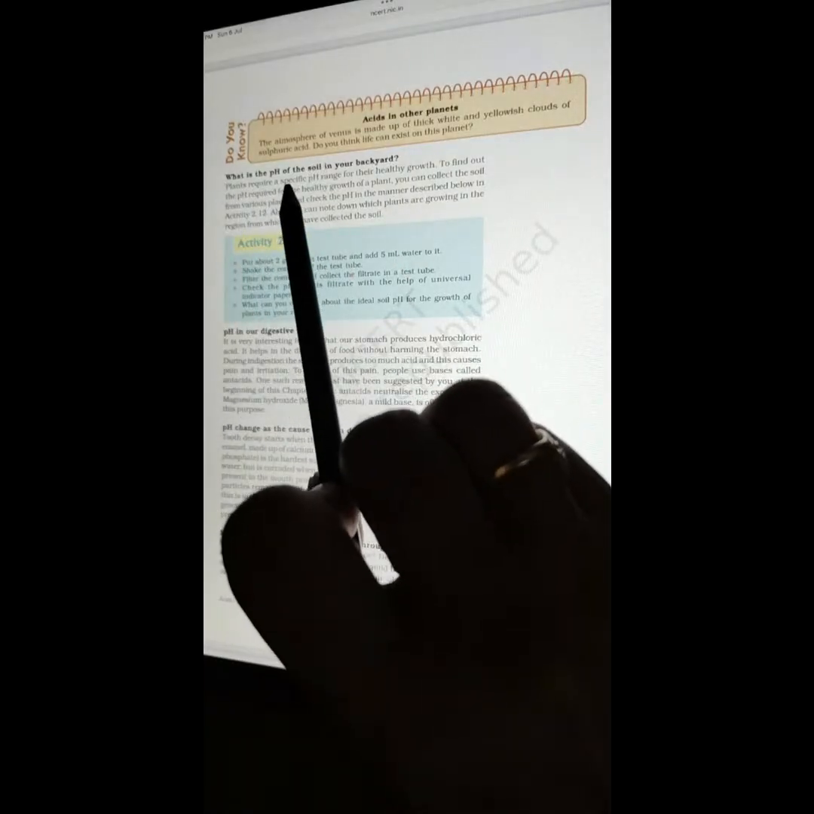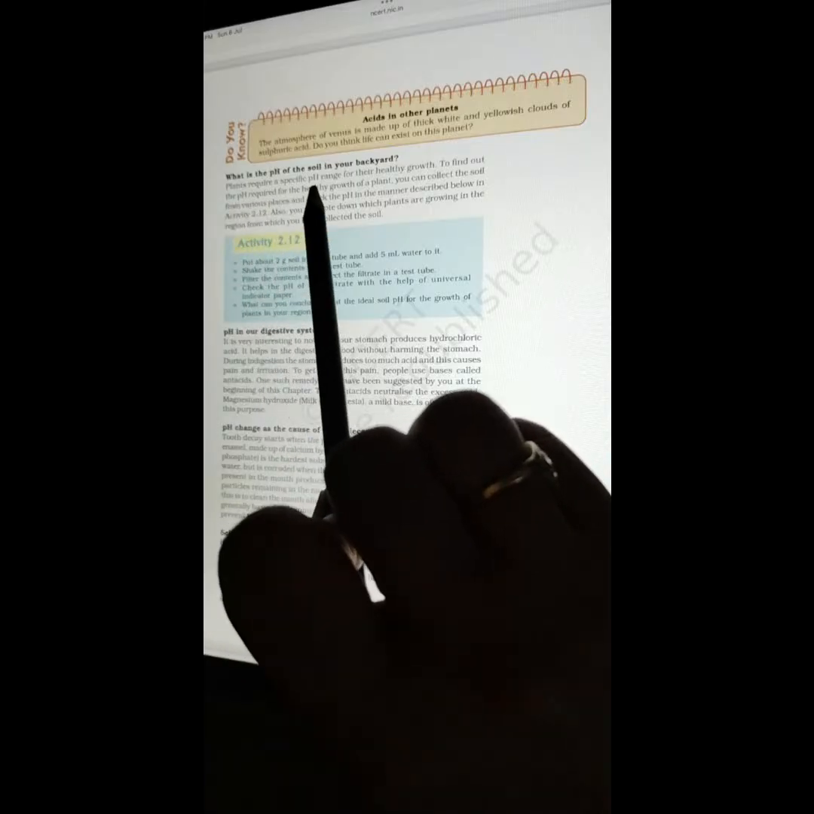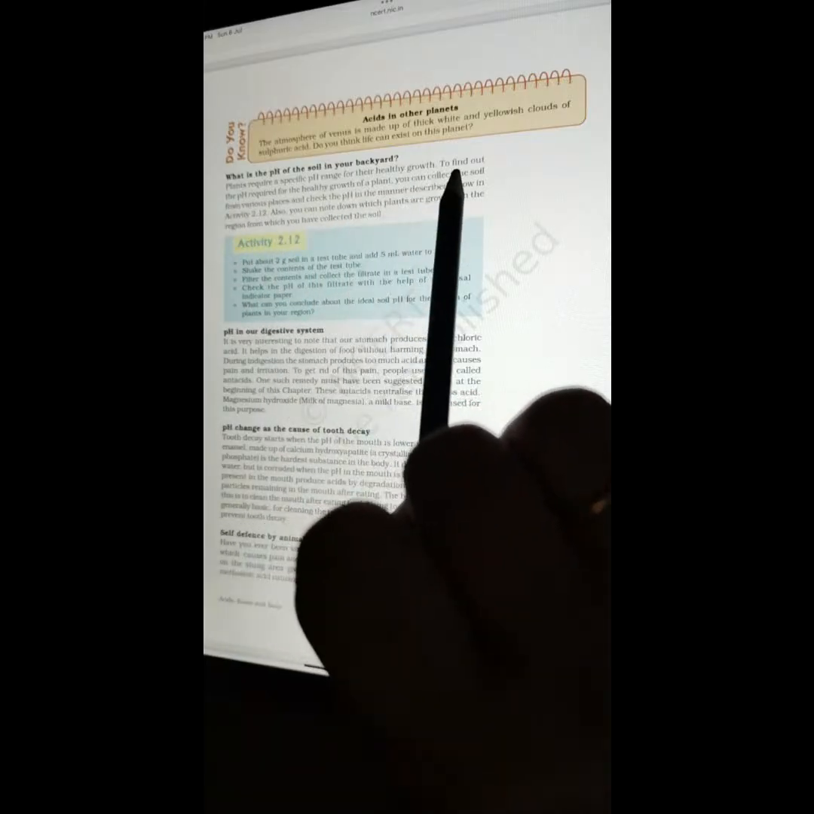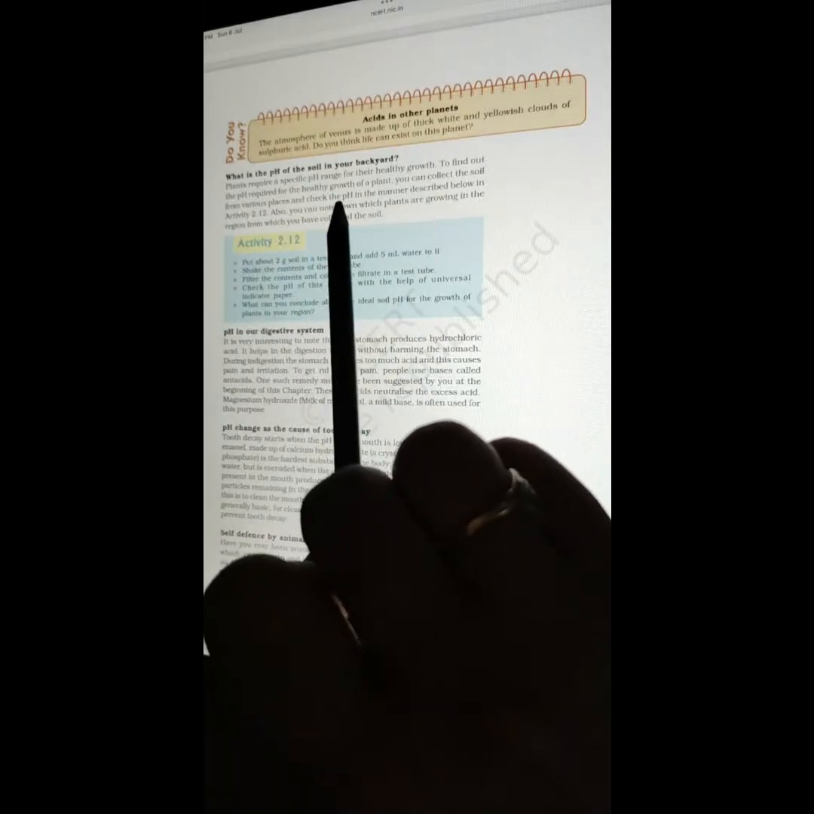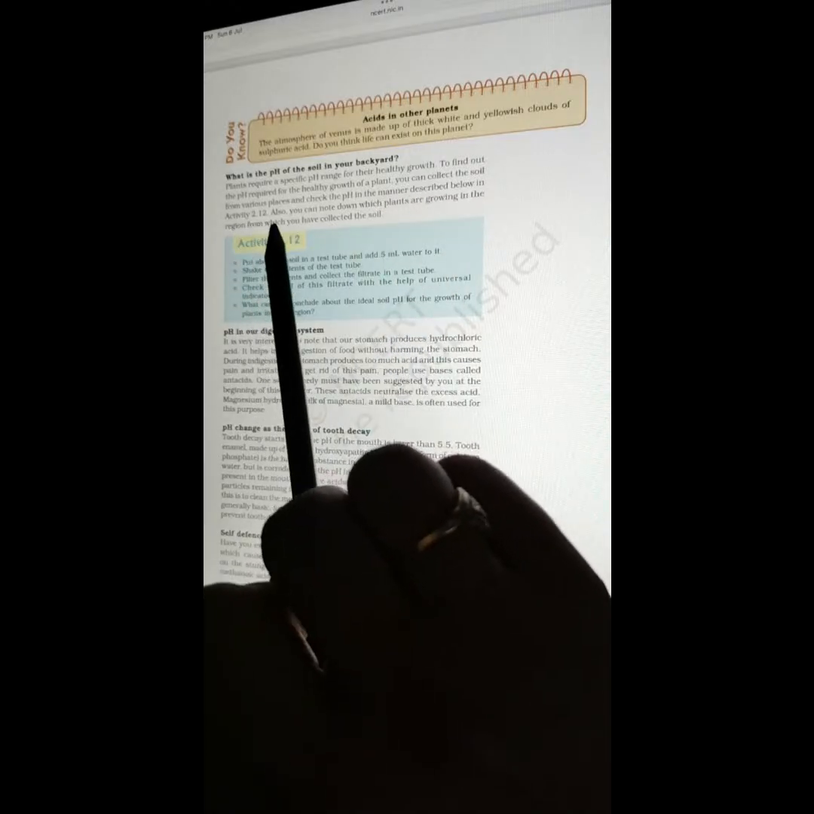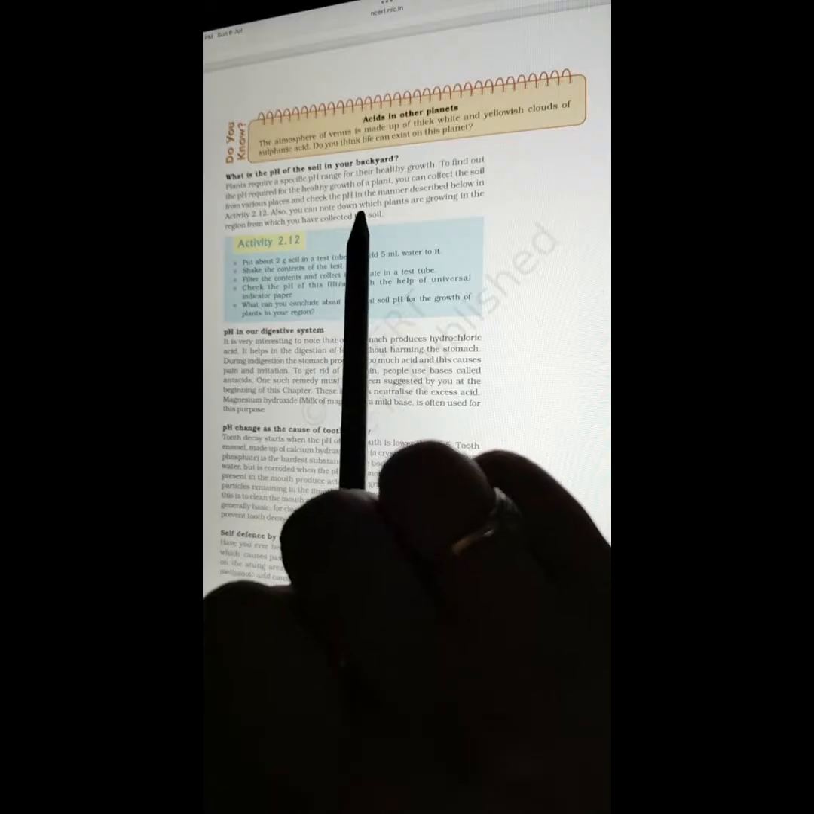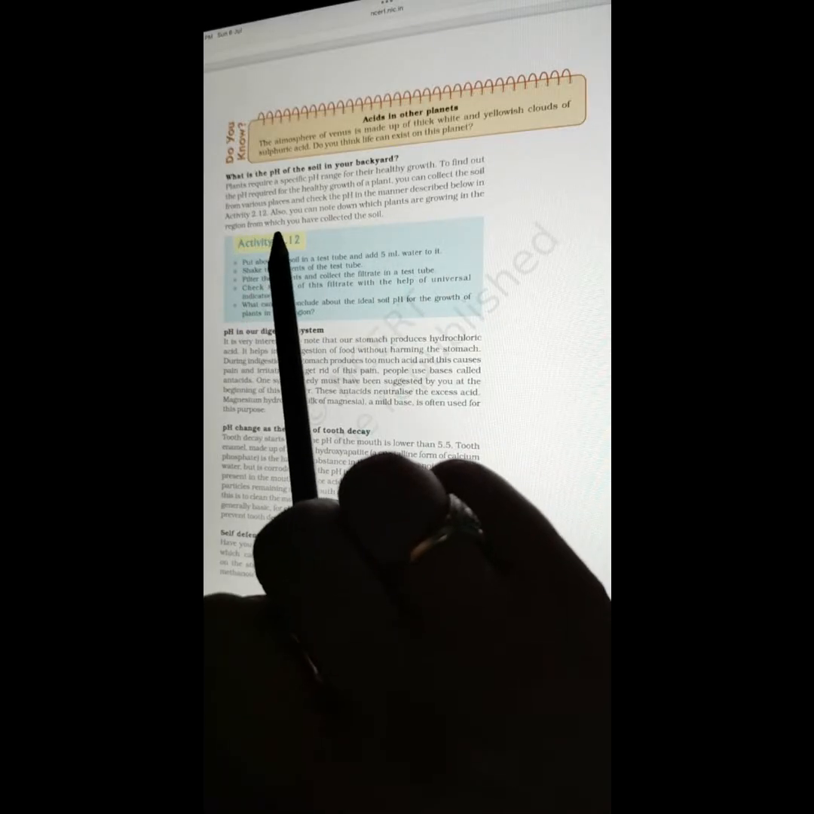What is the pH of the soil in your backyard? Plants require a specific pH range for their healthy growth. To find out the pH required for the healthy growth of a plant, you can collect the soil from various places and check the pH in the manner described below in activity 2.12. Also, you can note down which plants are growing in the region from which you have collected the soil.